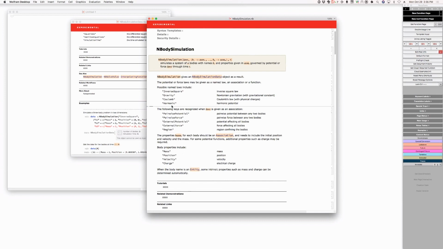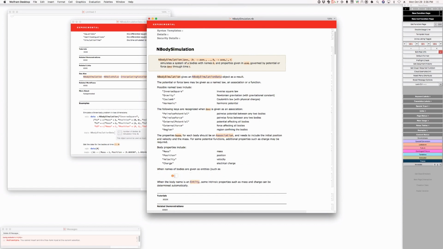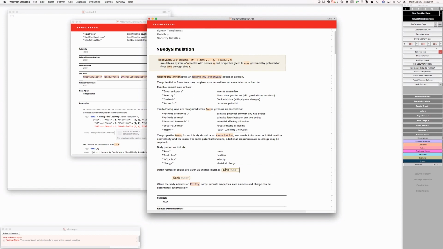Okay, hold on. We're also going to say, the associations, or when names of bodies are given as entities, such as Earth, properties such as mass are determined automatically. I tried control equals, but is that not working? Oh, fascinating.